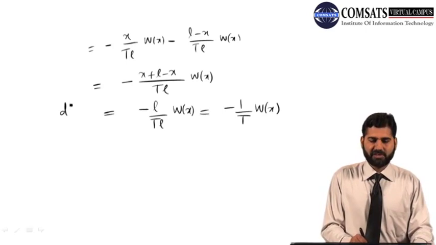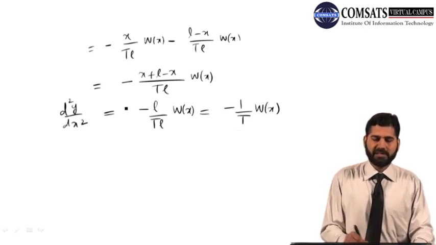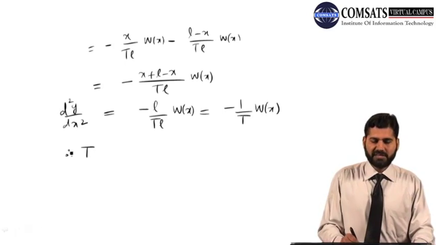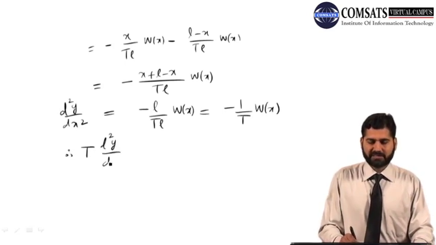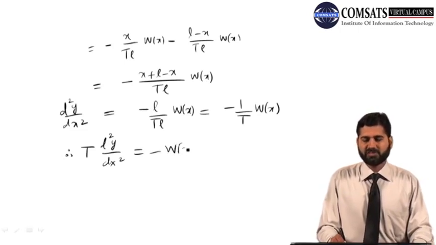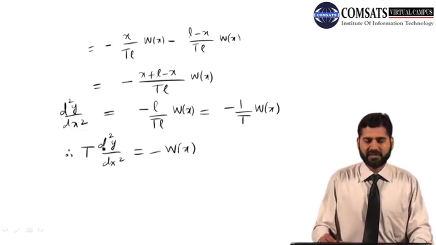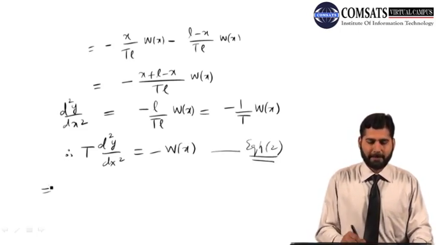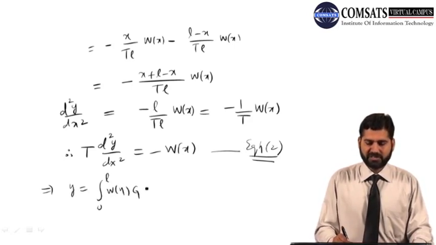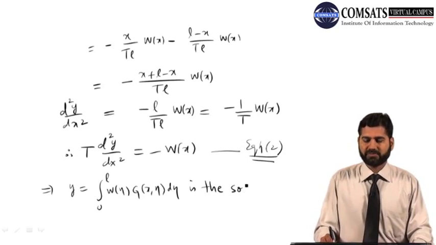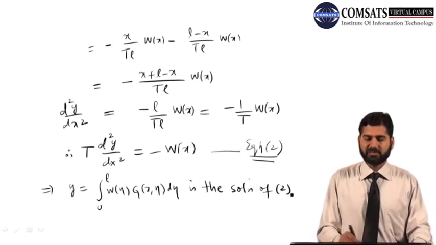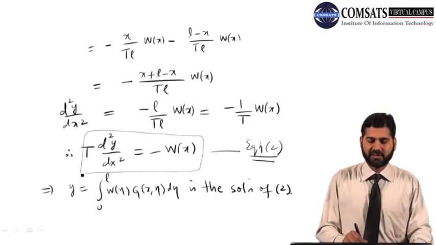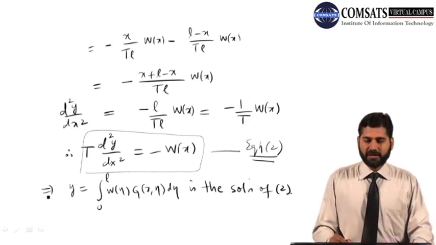So this is your second derivative, d2y by dx squared. So if I bring this T on the left hand side, therefore T d2y by dx square is equal to minus Wx. So see, this is your solution. This was your equation. This is your equation 2, right? So this implies that y is equal to the integral from 0 to L of W eta, Green's function G x eta d eta, is the solution of equation 2. Right, so this is the solution of this equation basically. Alright, so we have proved it. Alright, so this is a proof.